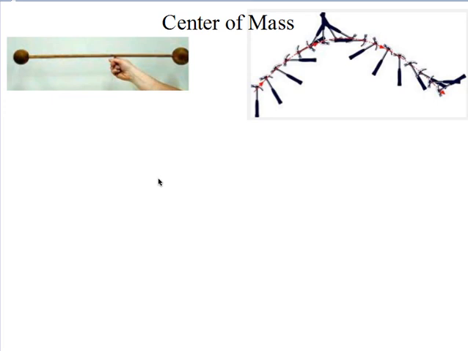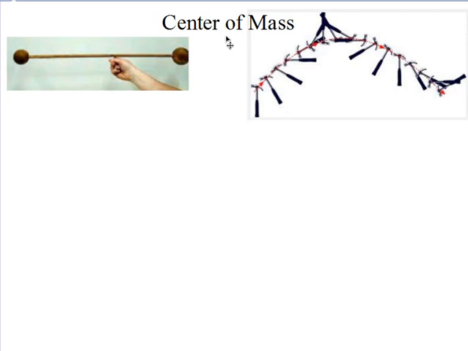Alright, so we introduce the idea of center of mass. The center of mass is sort of difficult to explain. It's as if you have a system of objects, and if you were to represent that system of objects by one point, that point would be the center of mass.